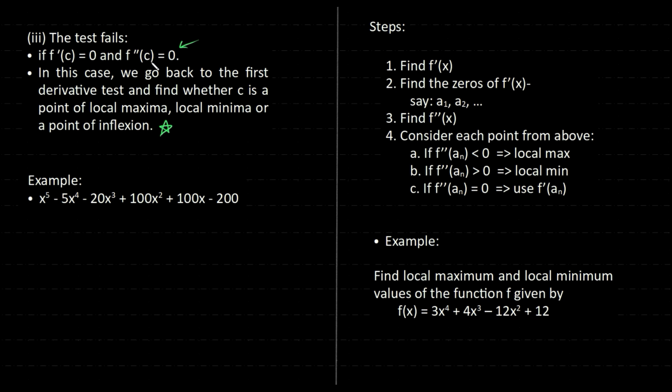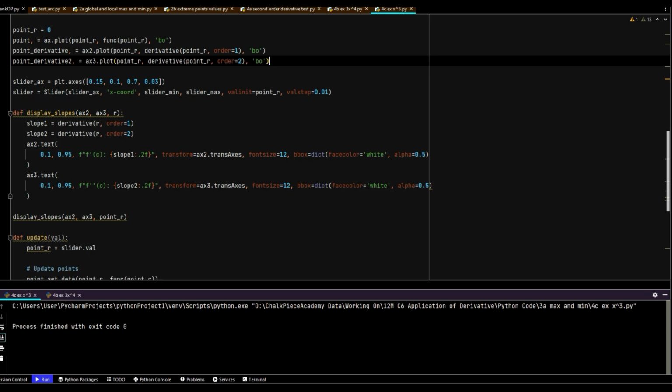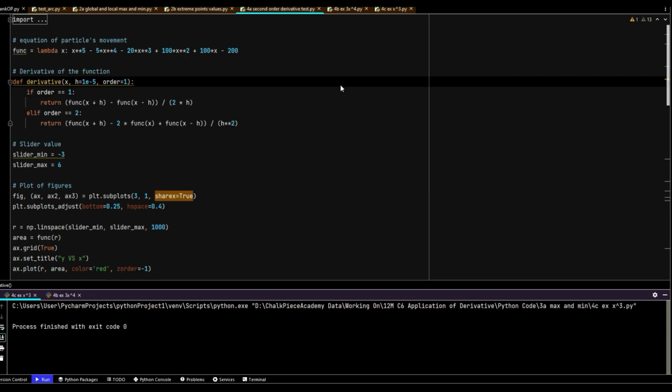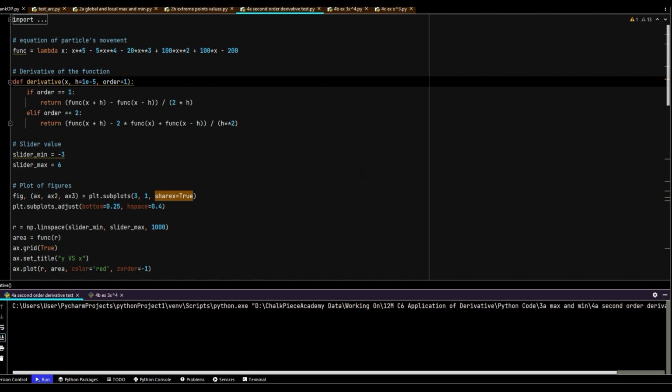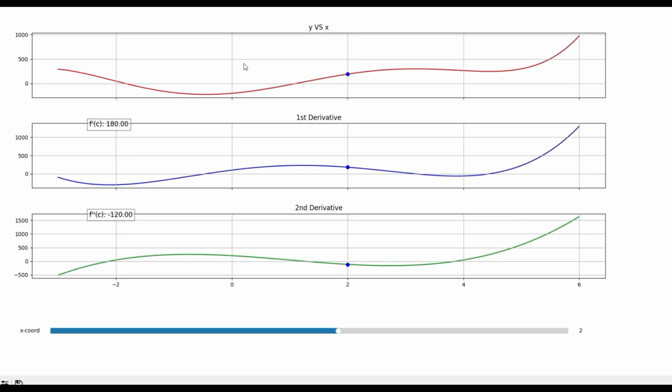Because if f prime of c is equal to 0, it can be a local maxima, minima, or point of inflection. It can be any one of these, right? Now, let's pick up an example to understand this and have a concrete understanding of what we are looking at. So this is the first graph which we had drawn, right?